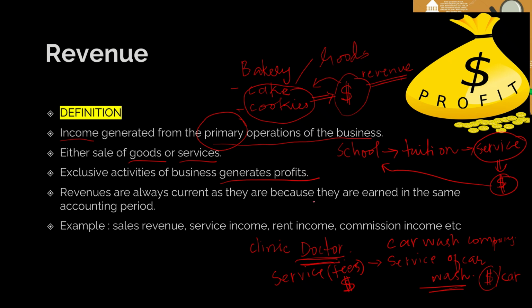Revenues are always current because they are earned in the same accounting period. Very important to notice, they are current because the revenue is collected within a period of less than 1 year, because not every sale is made in cash. Some sales are also made on credit. For all credit sales, the amount is collected within 1 year. That's why we call revenue current, not non-current, which exceeds a 1 year period.